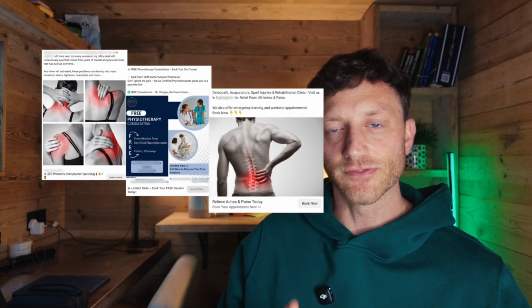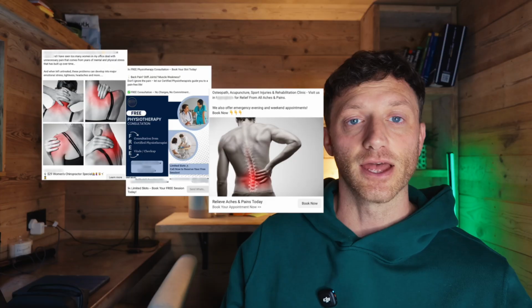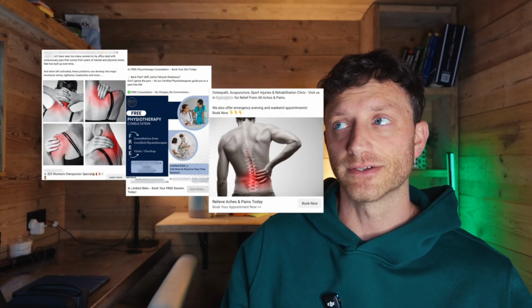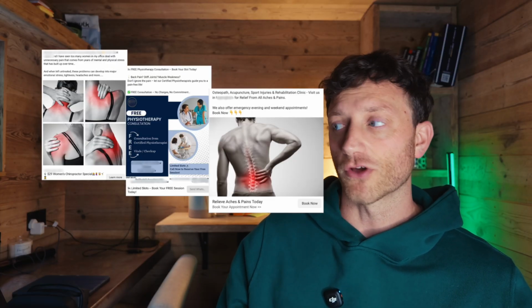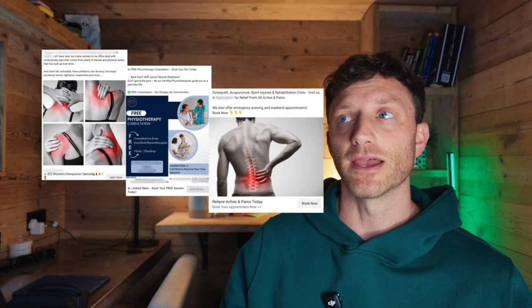What I typically see, and I'm going to pull them up here, is these ads where it's these stock images. So it may be an image of an x-ray with some red circles around it. It may be stock images of someone clutching their lower back. It may be these images that you can see.